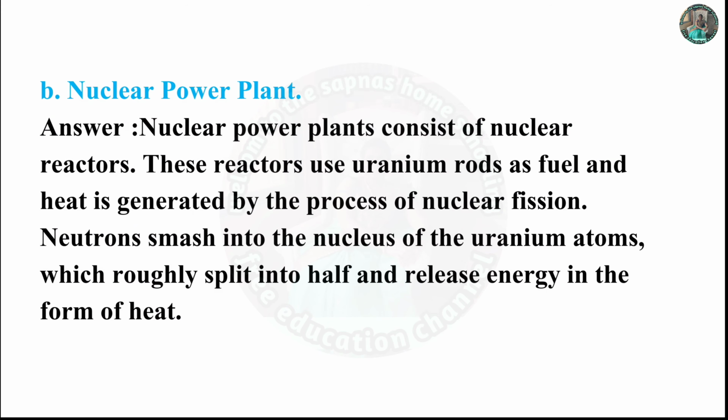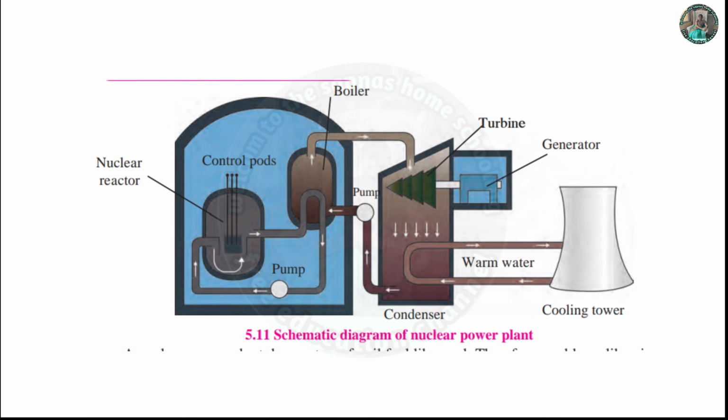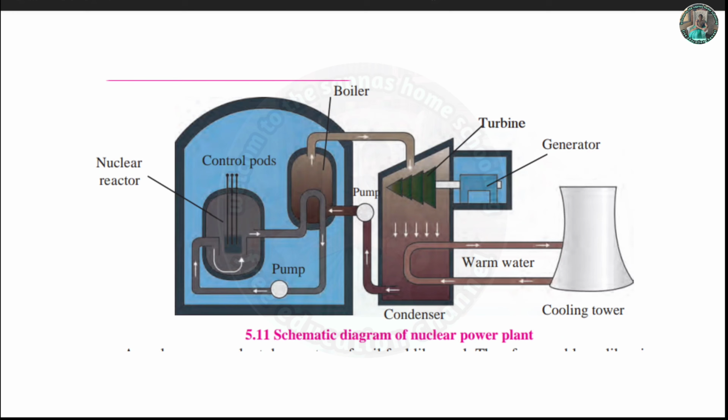B. Nuclear power plant. Answer. A nuclear power plant consists of nuclear reactors. These reactors use uranium rods as fuel and heat is generated by the process of nuclear fission. Neutrons smash into the nucleus of the uranium atoms, which roughly split into half and release energy in the form of heat. Carbon dioxide gas is pumped through the reactors to take the heat away. The hot gas then heats water to form steam. This steam drives the turbines of generators to produce electricity. Thus, the steps of energy conservation are like this. This is the diagram of the nuclear power plant. This is how our nuclear power plant looks.